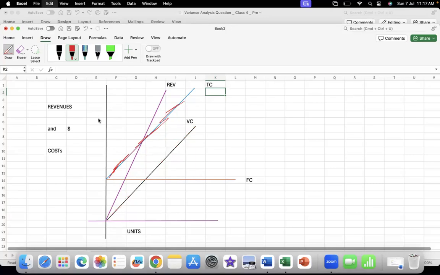And the moment my total cost line, that is the blue line, intersects my revenue line, this point is called the break-even point. This is not your profit which you put into your financial statements. This is your break-even point. Are you breaking even? How much is your sale and how much is your total cost? Are you making money? Yes or no? That is something which CVP analysis is going to tell you.